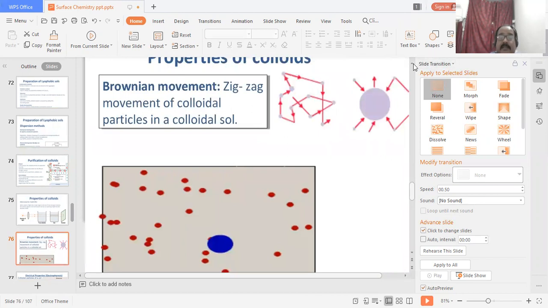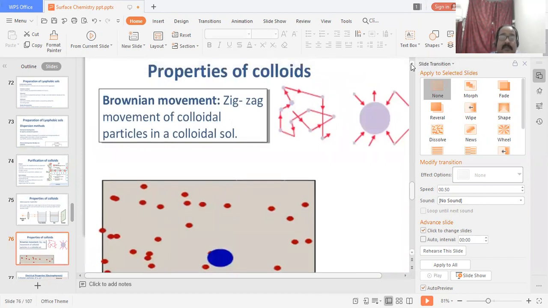And these are the next properties of colloids. Brownian movement means zigzag motion, the movement of colloidal particles in a colloidal sol. Particles move here and there in a zigzag form. These moving particles were first observed by Robert Brown, so this particle movement is called Brownian movement. So this is the Brownian movement.